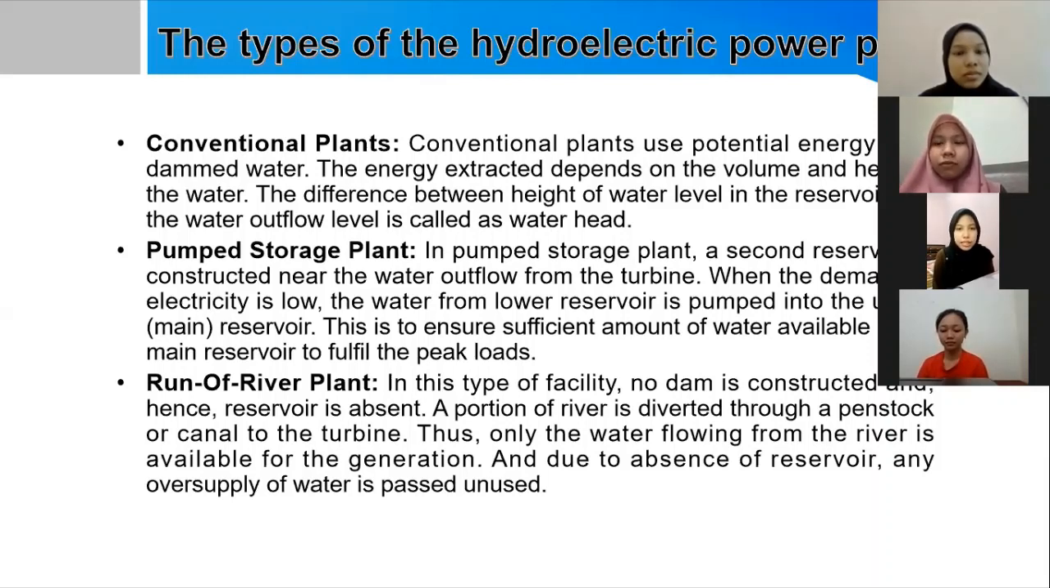And lastly, run-of-river plant. In this type of facility, no dam is constructed and hence the reservoir is absent. A portion of the river is diverted through a penstock or canal to the turbine. Thus, only the water flowing from the river is available for generation. And due to the absence of a reservoir, any oversupply of water is passed unused.